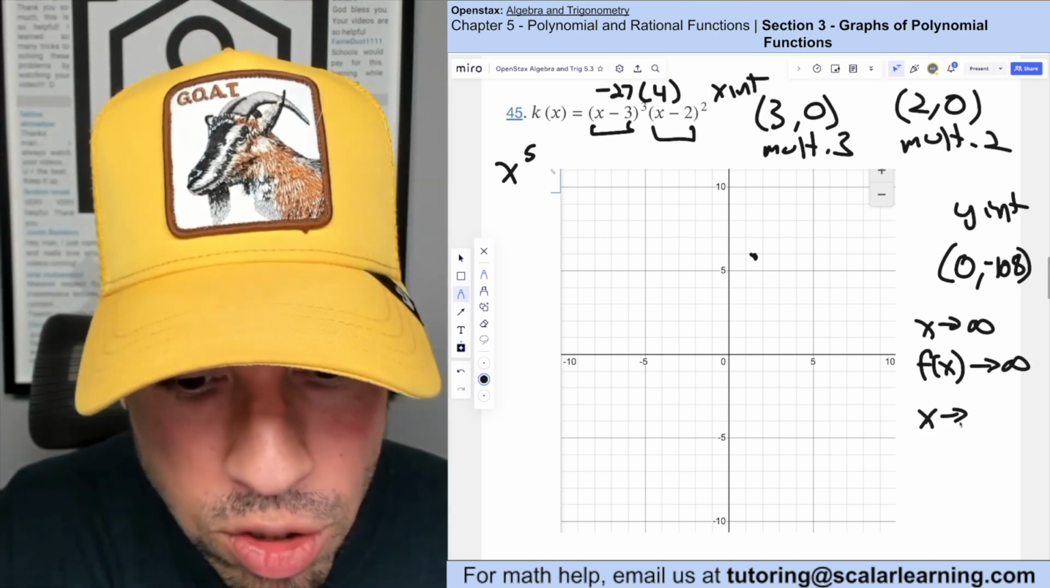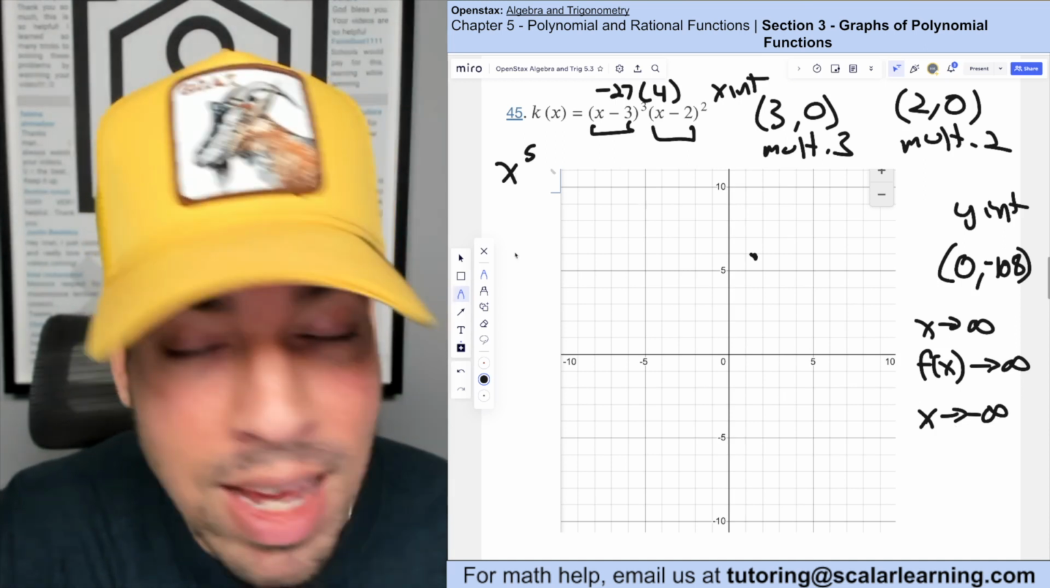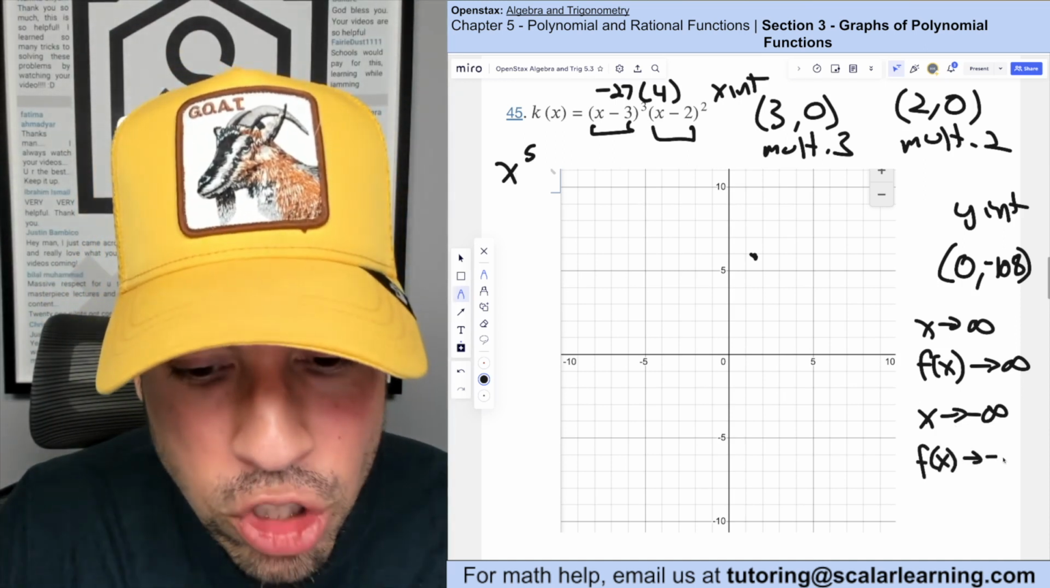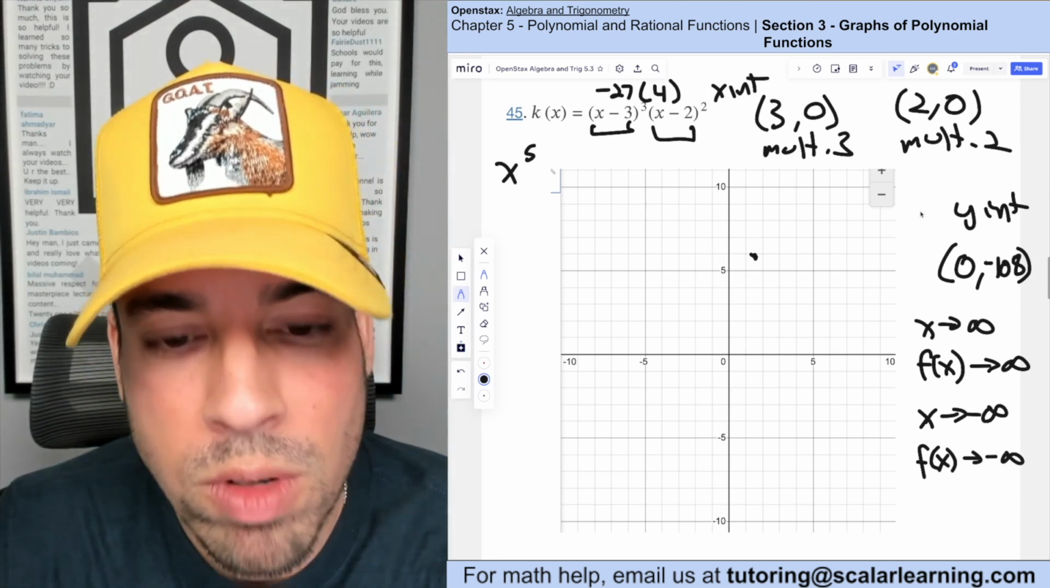Likewise, as x goes to negative infinity, you're going to have a negative to the 5th power. It's going to get really, really negative, aka it's going to approach negative infinity. So now we have enough data points.